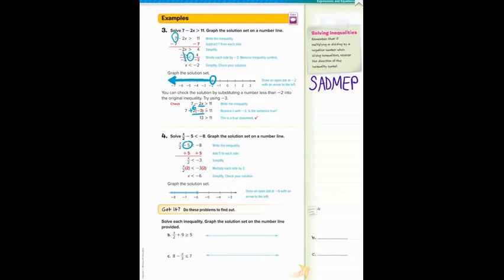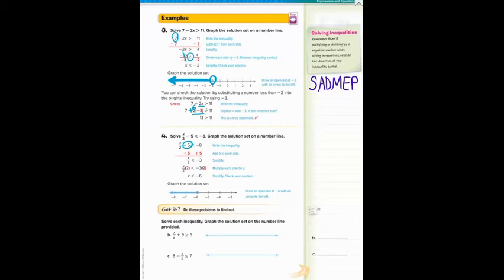Using SADMEP, we need to look for D, division. We do have division in this problem. This is showing x divided by 2. In order to get rid of division, we need to do the opposite operation. The opposite of division is multiplication. Multiply both sides by 2.